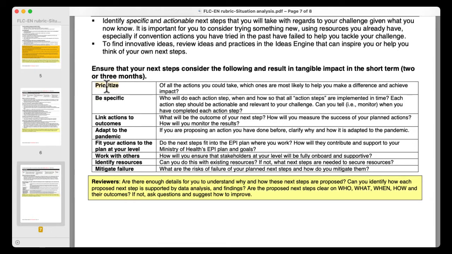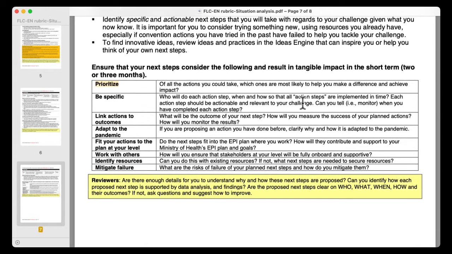So you want to prioritize. We don't want to laundry list a long inventory of possible actions. We want the specific ones. I would say 3 to 5 maximum, that are the ones most likely to help you make a difference and achieve impact. You can see that here. Be specific. So you can use SMART: specific, measurable, and so on. If you're not familiar with SMART, you can Google it. Who will do each action step, when and how, so that all action steps are implemented in time. Each action step should be actionable and relevant to your challenge.